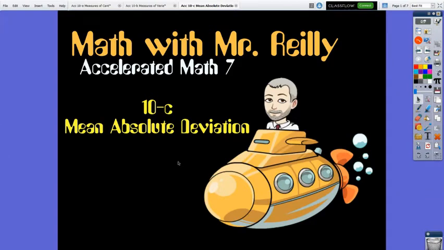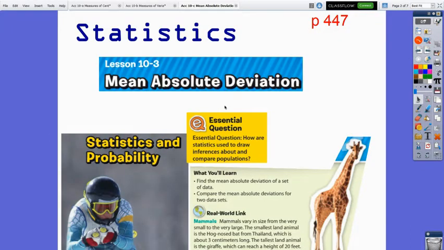All right, and our last topic here in today's series of measures of center and measures of variability is a final measure of variability called mean absolute deviation. That sounds pretty complicated, okay? But it's not really that complicated.